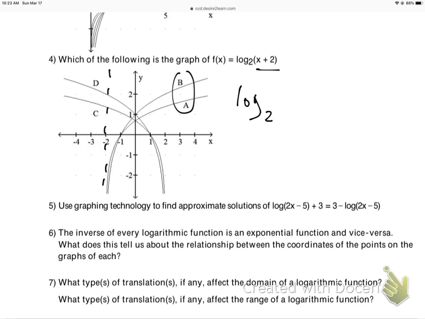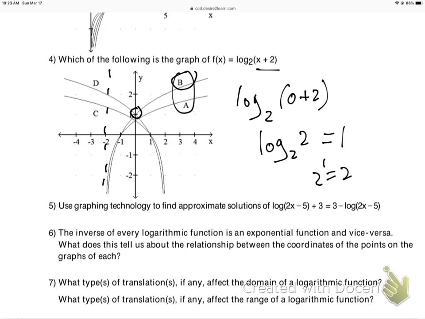So if I write this, that's log to base 2 of 2. Remember that from previous log rules. Log to base 2 of 2 is 1, because 2 to the power 1 is 2. And so there we go. That's the one that's got the y-intercept of 2. Sorry, 1, sorry. So it must be B.